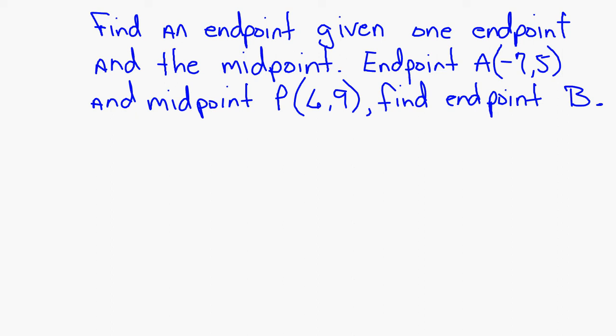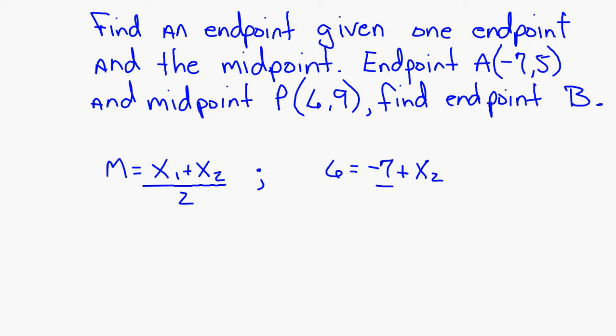All right? The midpoint formula said that the midpoint equals x1 plus x2 divided by 2, right? Well, if you substitute, you've got two of these three variables. To find x at the other endpoint, you would substitute. The x value at the midpoint is 6. So 6 equals x sub 1, which is -7, plus your other endpoint x divided by 2.